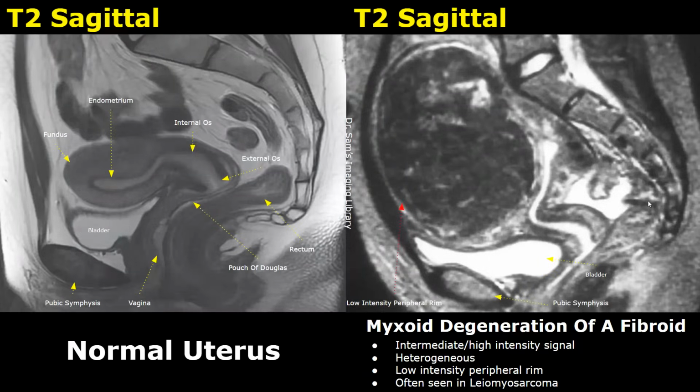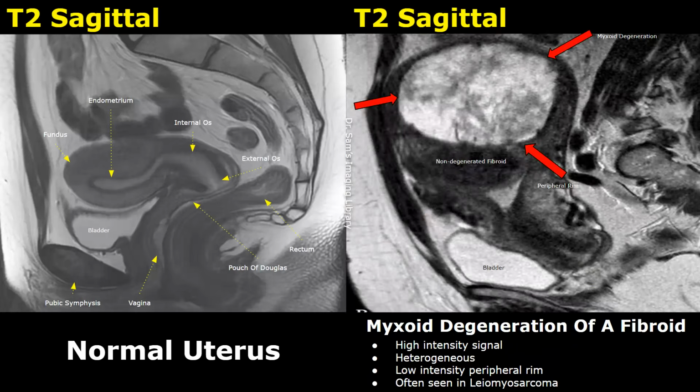This is a sagittal view showing myxoid degeneration. It has heterogeneous, intermediate and high intensity signals. In some cases, we may find a low intensity peripheral rim in a T2 sequence. This type of degeneration is more likely to be found in a malignant case that is known as Leiomyosarcoma.